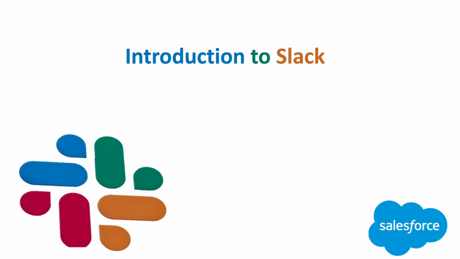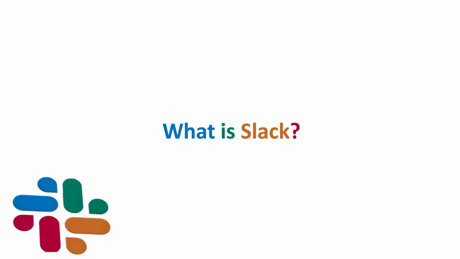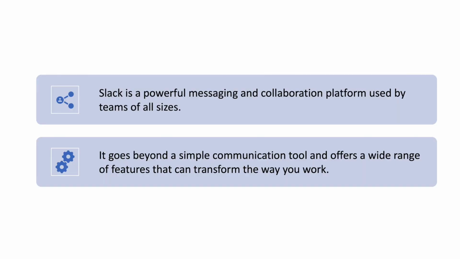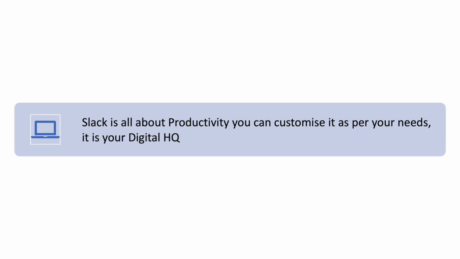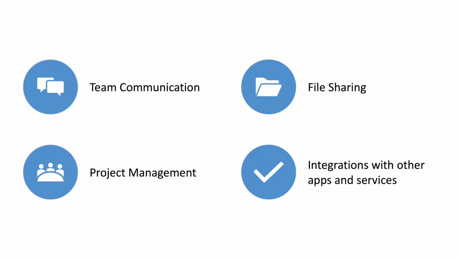Let's get started. What is Slack? Slack is a powerful messaging and collaboration platform used by teams of all sizes. It goes beyond a simple communication tool and offers a wide range of features that can transform the way you work. Slack is all about productivity. You can customize it as per your business needs and it is your digital HQ. While Slack started as a collaboration tool, it has evolved into much more. It can serve as a central hub for team communication, file sharing, project management, and integration with other applications.